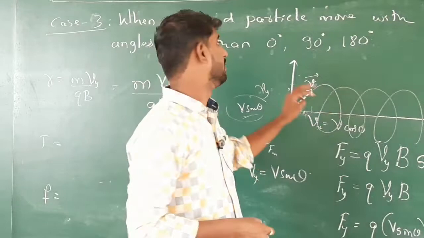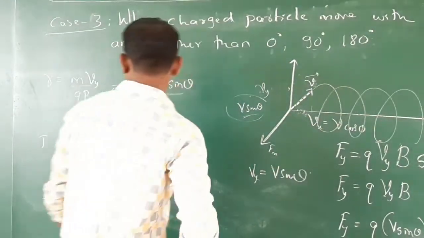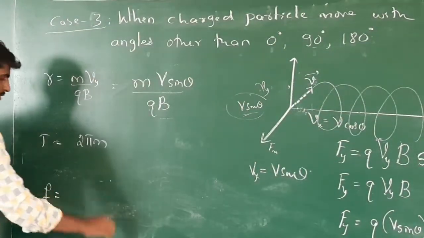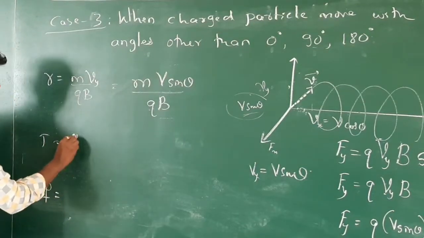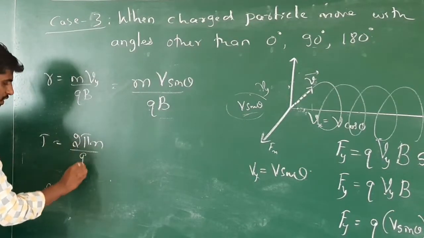If it is other than 0, 90 or 180, it will be in a helical path. So the time period will be the same here. Independent of velocity, this is 2 pi m divided by qB.